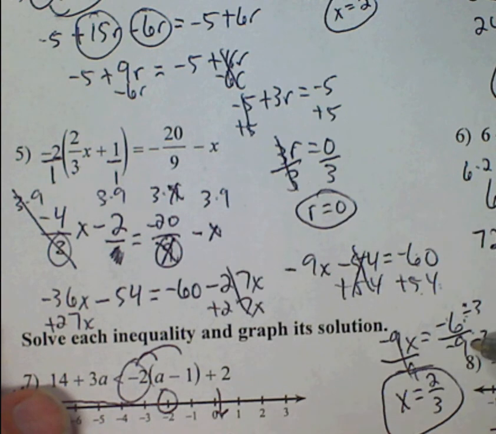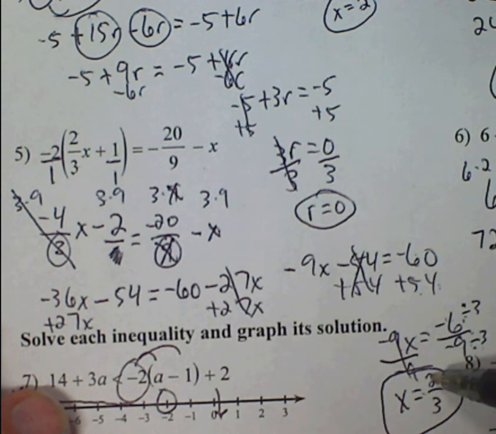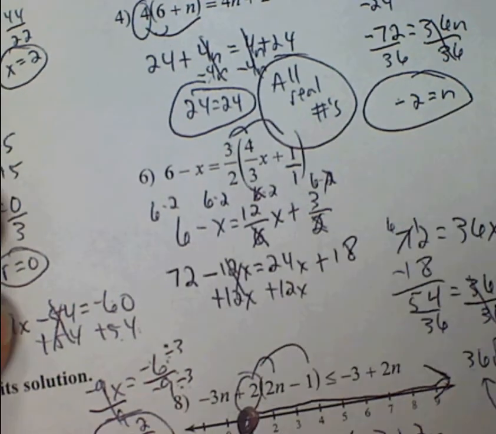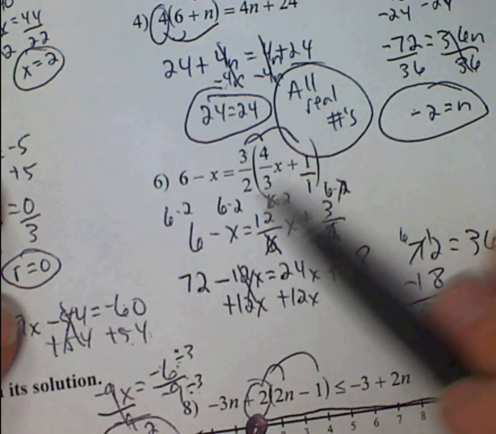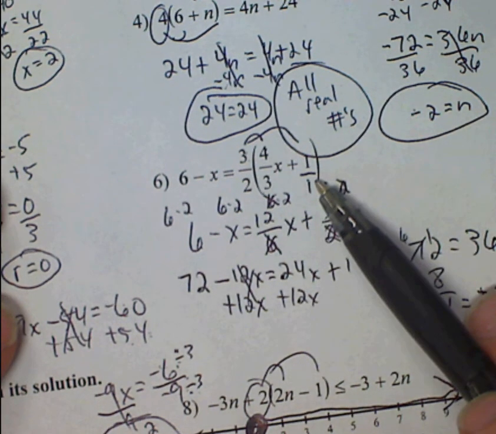Divide by negative 9, two negative signs make a positive. 6 over 9 reduces because I divide by 3. I get positive 2 over 3. Number 6. Distribute 3 over 2. I created this into a fraction.